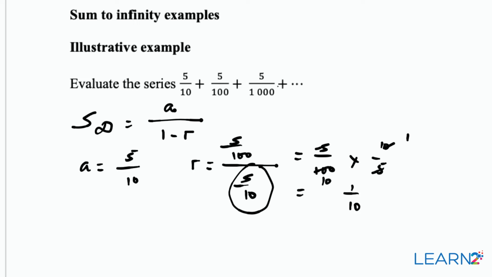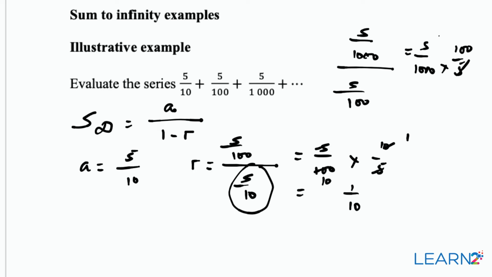You can double check that with this one. 5 over 1,000 would then be divided by 5 over 100. So that will become 5 over 1,000 multiplied by 100 over 5. 5's cancel again. 100 goes once into 1,000 10 times. So your r is definitely equal to 1 over 10.